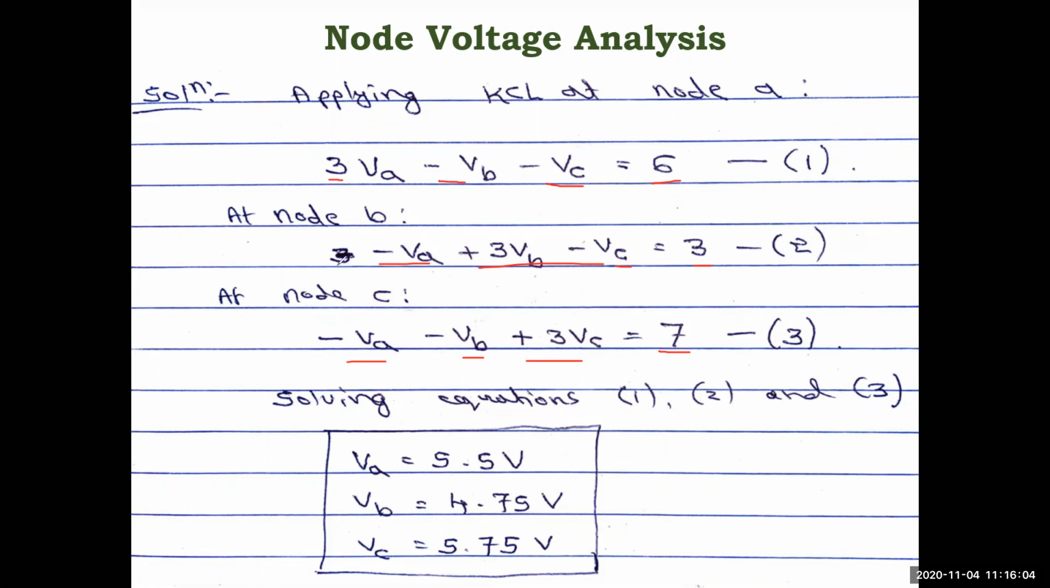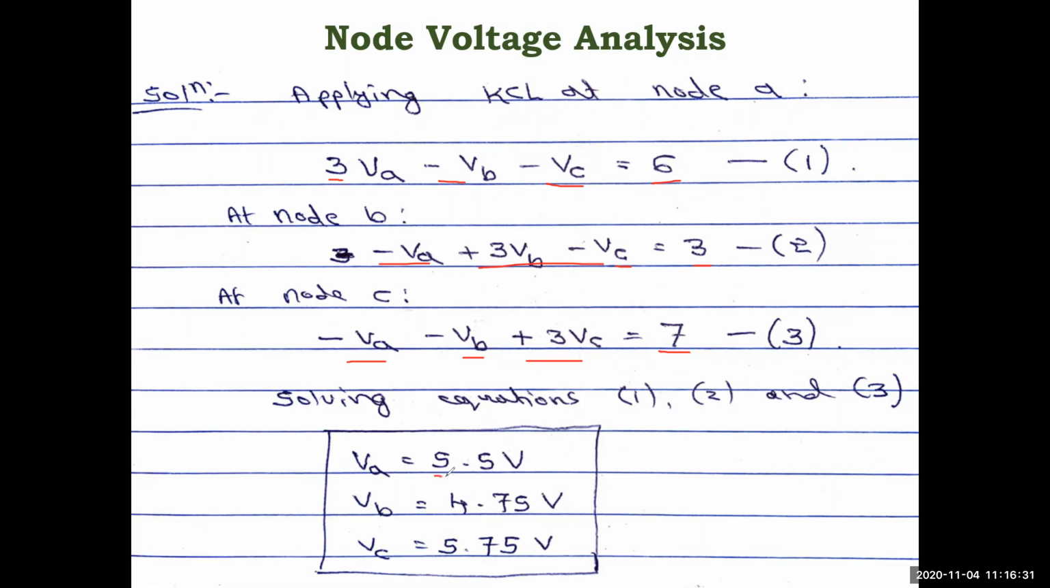In equation mode, 3 unknowns. So A1 is 3, B1 is minus 1, C1 is minus 1, D1 is 6. Similarly, A2 is minus 1, B2 is 3, C2 is minus 1, D2 is 3. A3 is minus 1, B3 is minus 1, C3 is 3, D3 is 7. So with respect to calculator language I am talking here. When you click enter, you'll get the three values.